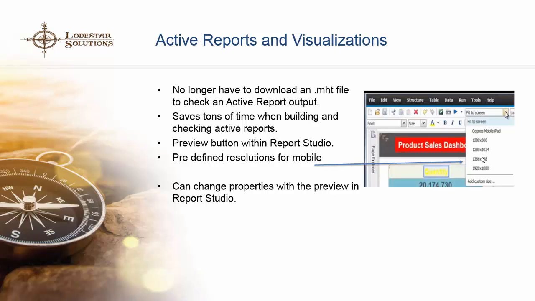So the good news is you no longer have to download the MHT file every time you want to check on an active report. Now you click and it serves up an HTML page. It's done all the MHT in the background and boom, you have the page really, really quick. Also, as you can see here, there are some predefined resolutions for mobile, which I think is really, really cool. So for those of you who build for an iPad or certain dimensions, you can click on those and then you can set that output quite quickly.